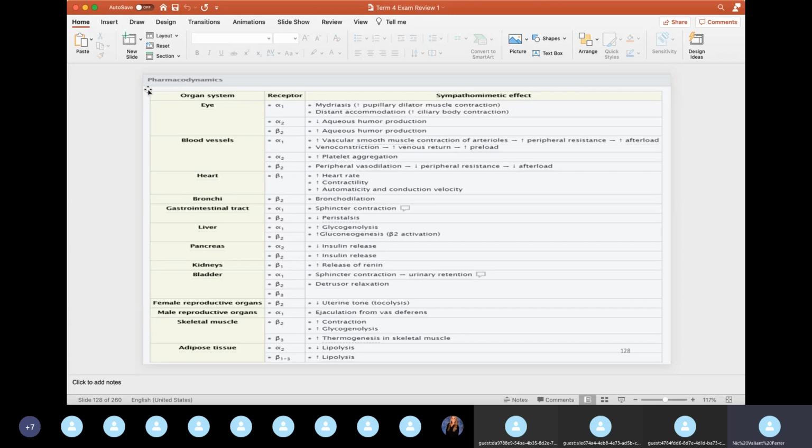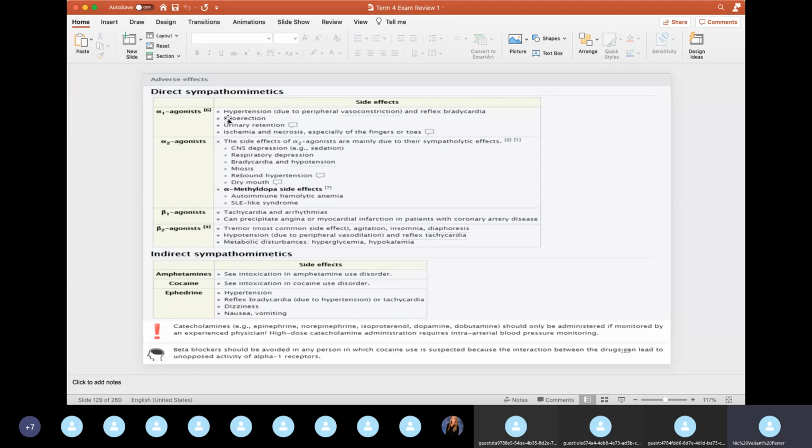Beta 1, one heart, don't forget about the heart. It's sympathetic, so I am increasing the heart rate. I'm also increasing renin. Beta 2, 2 lungs. So think about bronchodilation. Think about increasing insulin release. Think about increasing lipolysis. Think about increasing aqueous humor production. Okay? So for pharmacology, I think watch Sketchy Pharm. Okay? Watch Sketchy Pharm. It's very good.